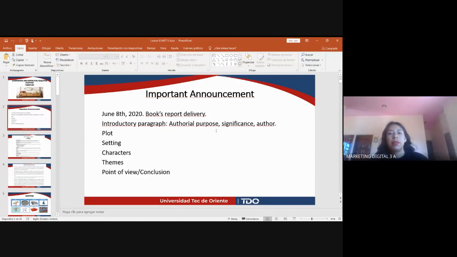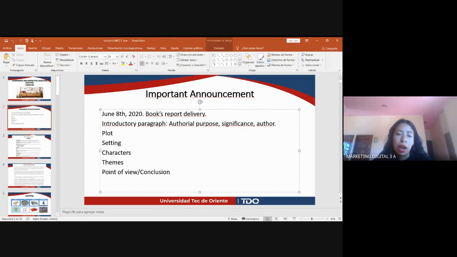Sure. So that is the first book report. The elements that I need are an introductory paragraph, and you can include in the introductory paragraph the authorial purpose, the significance, or information about the author. It's up to you. Then we have the plot, the setting, the characters, the theme or themes. It could be just one. And then at the end of that, your point of view or your conclusion about the book.